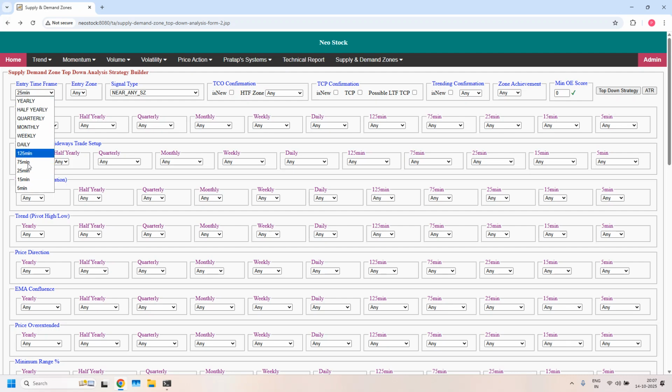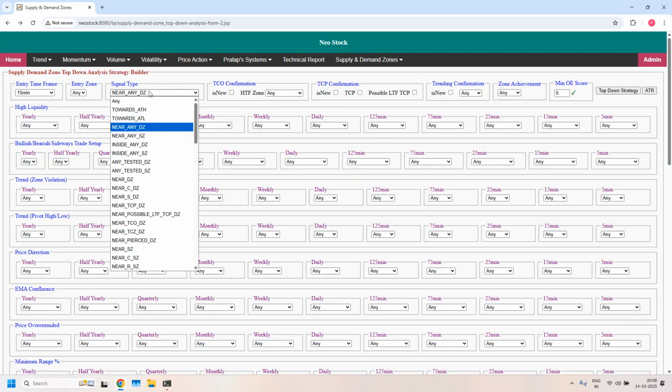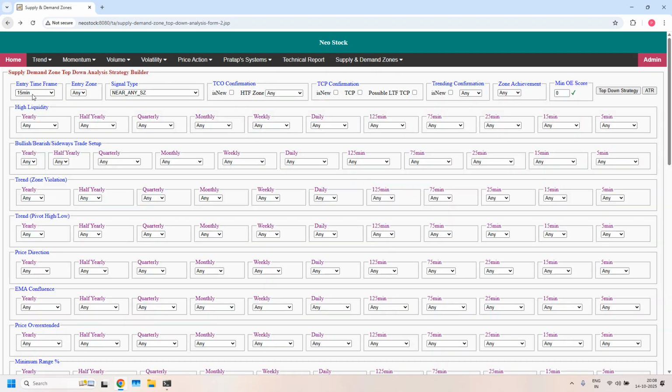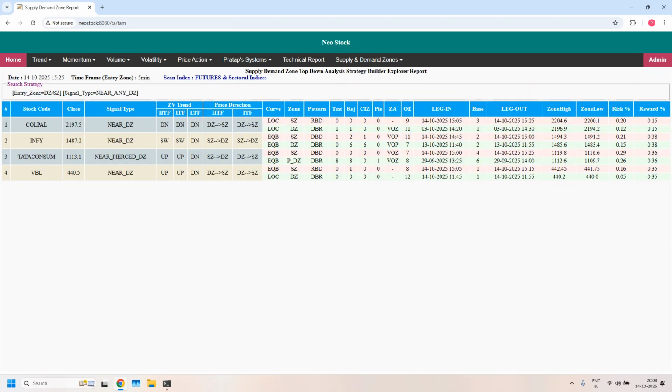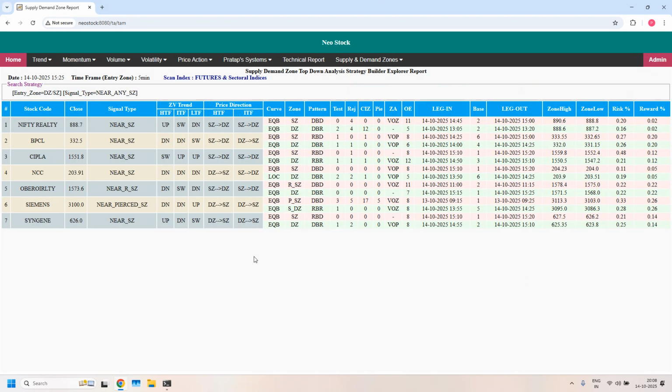Next time frame is 15 minutes. Stocks near to the 15 minutes demand zone, we got 6 stocks. Next, stocks near to the 15 minutes supply zone, we got 5 stocks. Next time frame 5 minutes. Stocks near to the 5 minutes demand zone, we got 4 stocks. Next, stocks near to the 5 minutes supply zone, we got 7 stocks. This is stocks near demand and supply zones.